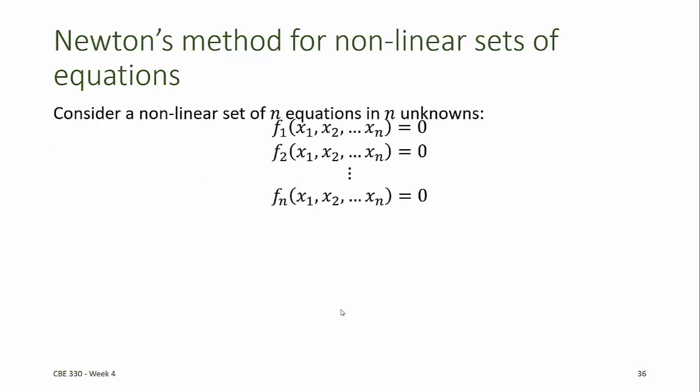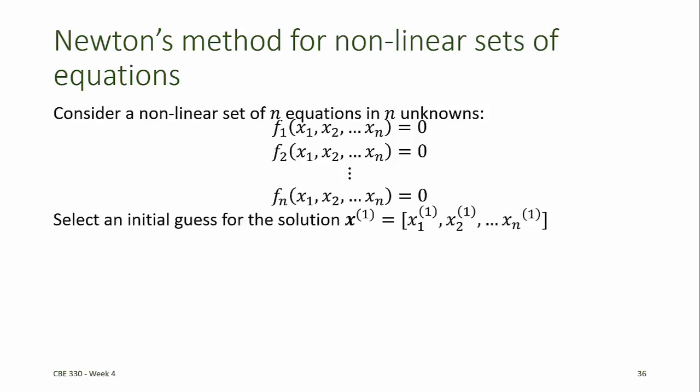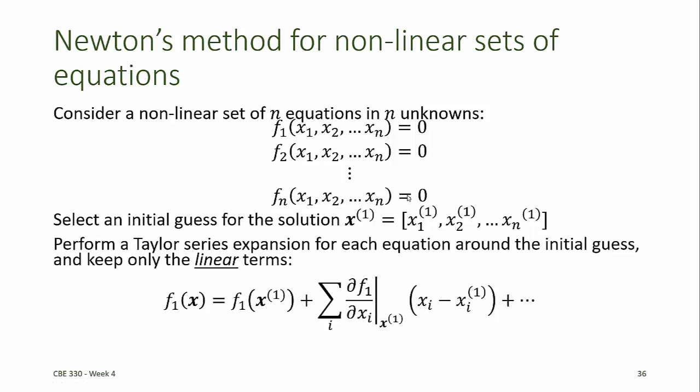To begin with, consider a nonlinear set of equations in n unknowns. In order to have a solution, we must have n equations for our n unknowns. These can be formulated as implicit equations. Then we select an initial guess for the solution vector, containing a guess for the values of each of the unknowns. Next, we perform a Taylor series expansion for each equation around that initial guess, and we keep only the linear terms.